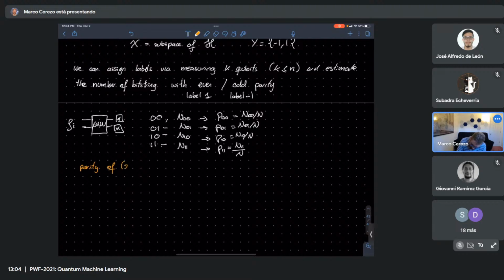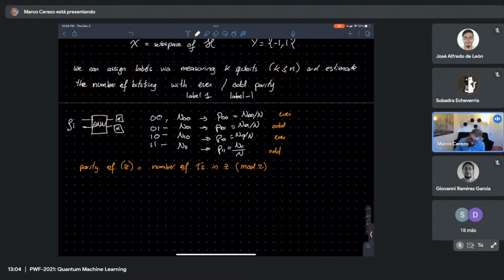the parity of Z is the number of ones in Z, and we do this modulus 2. So this has parity even, because there's no ones. This is odd, this is even, and this is odd.